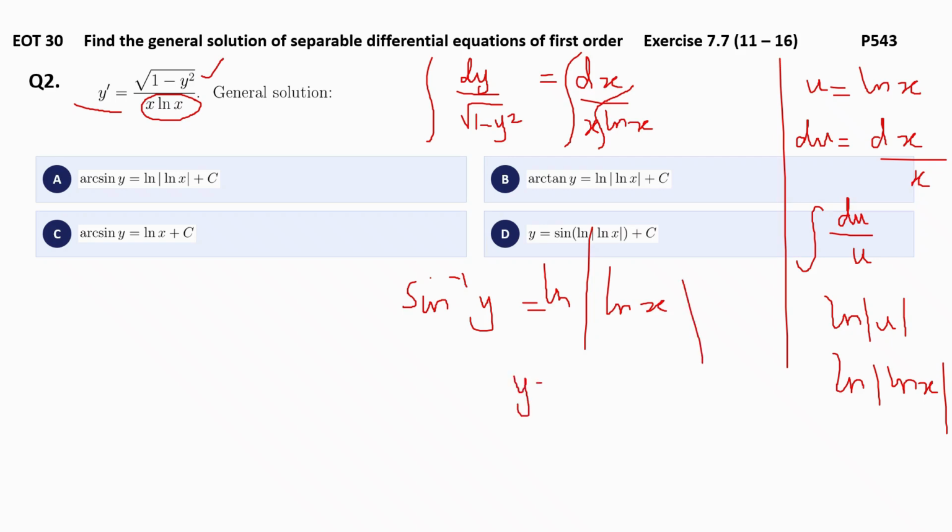So y is equal to sine inverse, I transposed. So it becomes sine of what? ln x. Got it? Sine of ln x. That is option D.